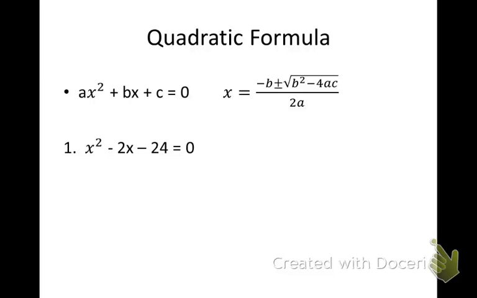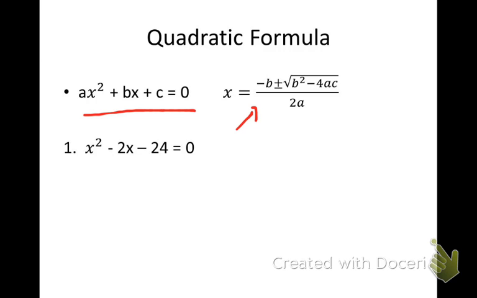So it needs to be in the form ax squared plus bx plus c equals 0, so we do need to set it equal to 0. And this is the quadratic formula right here: x equals negative b plus or minus the square root of b squared minus 4ac all over 2a.